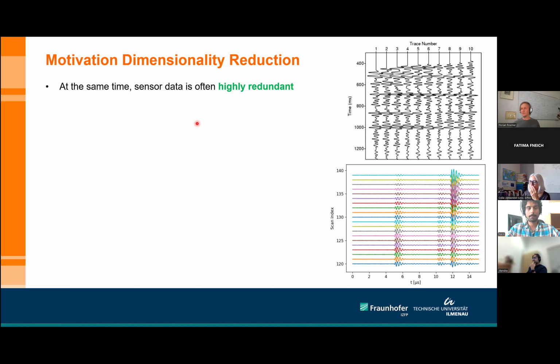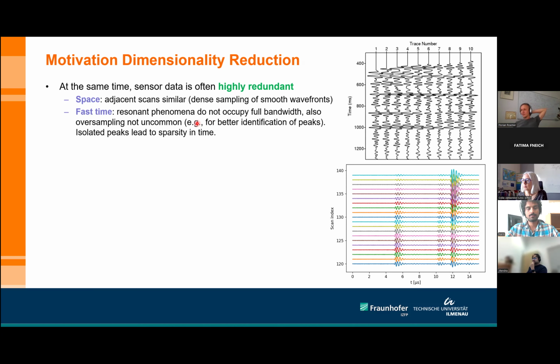This has to do with the work we do in compressed sensing, but it also has to do with the content of today's lecture, the PCA. I'll draw the connections between compressed sensing and PCA later today. For now, just to emphasize that again, there may be redundancy in space. Adjacent scans are similar because we're doing a dense sampling of relatively smooth wavefronts.